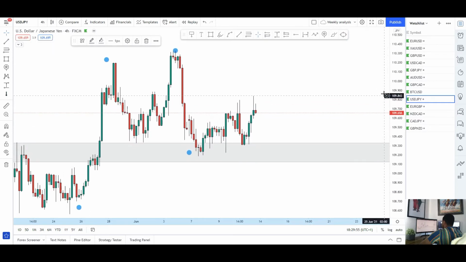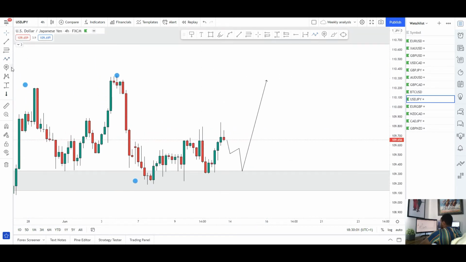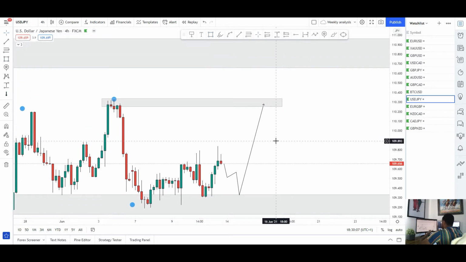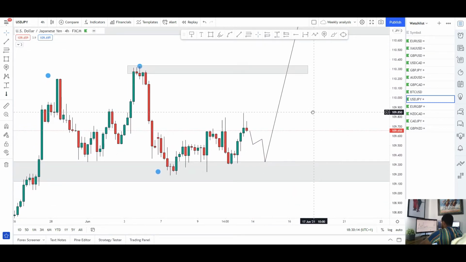As for areas of interest, I want to see price retrace again for me one more time back down to this area, and then we'll be targeting this 4-hourly high over here, which is around 110,300. That'll be the first target, and the second target will be that daily target up there around the 110,800 area. But only looking for buys this week for USD JPY.